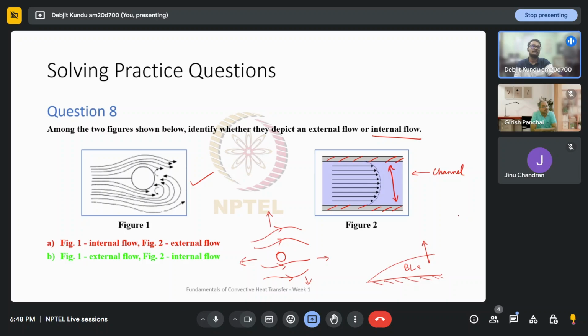We will look at pipe flow as well, in which I have a circular pipe like this, and we will look at what happens when some liquid or gas, a fluid for that matter, flows through this pipe and interacts thermally with the pipe. Okay, any questions on this?